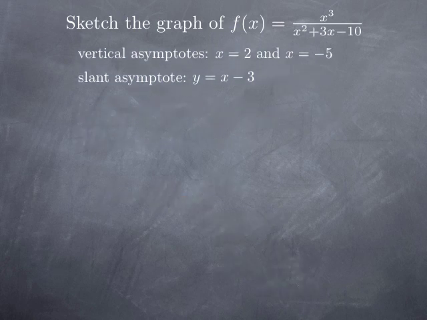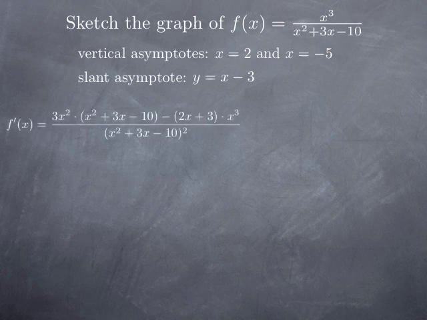Now that we have all the asymptotes, we're going to look for the intervals of increase and decrease, and that depends on the sign of the first derivative. So we have to differentiate the function. The function is a quotient, so we use the quotient rule. The derivative of the top, x cubed, is 3x squared. I multiply that by the bottom unchanged, x squared plus 3x minus 10. Then subtract the derivative of the bottom, which is 2x plus 3, multiplied by the top unchanged, so multiplied by x cubed. All this is divided by the square of the bottom.